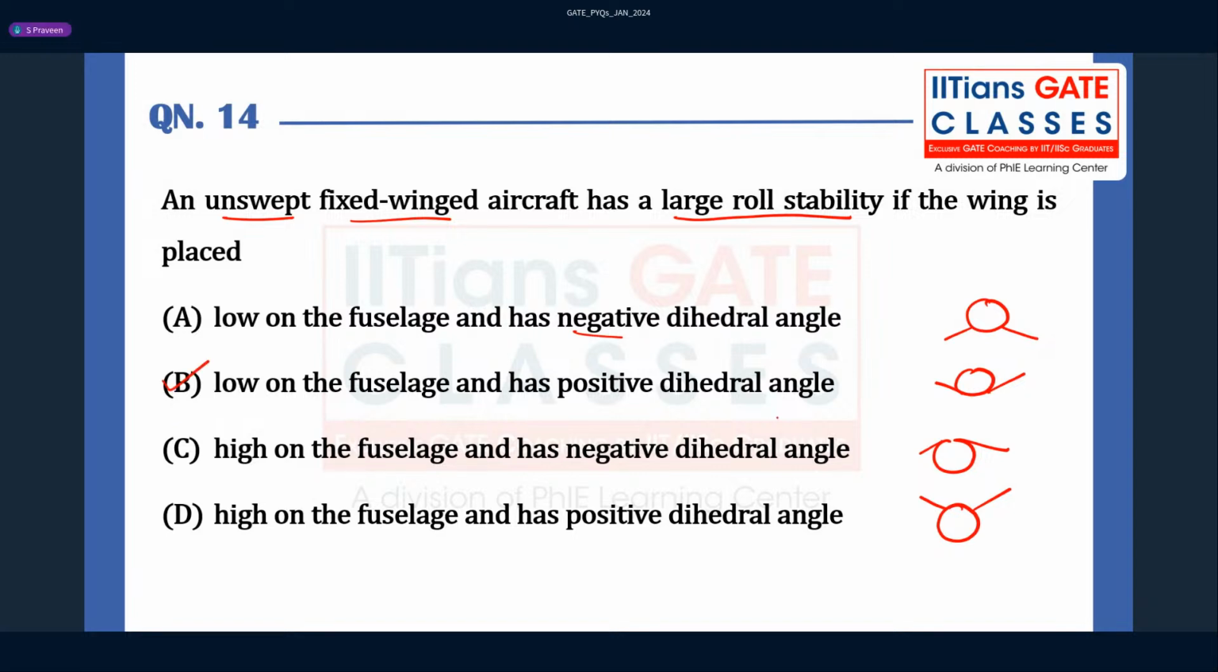But mind you, you should also have controllability in here. Okay, so that's why you first achieve a controllability effect. We say that if the wing is placed low on the fuselage and if it has a positive dihedral angle, then we say that an aircraft has large roll stability. I hope you guys don't have any doubts on this.